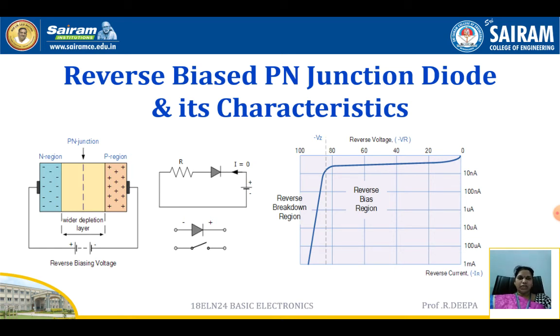Above 80 or 90 volts, we can observe a reverse breakdown voltage region, which we'll discuss in the next slide. So we can conclude that during the reverse bias of the PN junction diode, there will not be any flow of current, and if there is any flow of current, it will be due to the minority charge carriers from the N region to the P region, and it is very less.